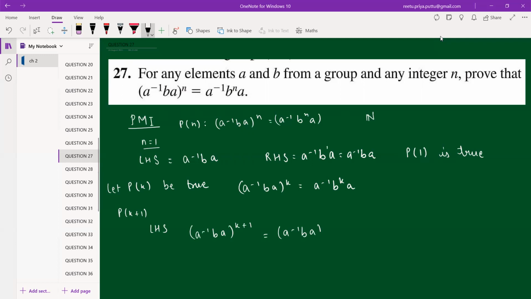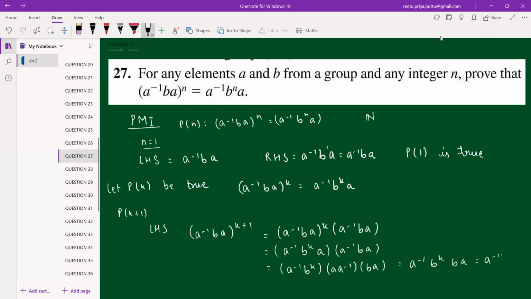This gives you (A inverse BA) to the power K and A inverse BA. Now, because K is true, we can write this as this, and we have A inverse BA. So by the associativity of the group, we have this, and we will go even further. Then we will arrive at A inverse B to the power K plus 1 into A, which is our RHS basically.